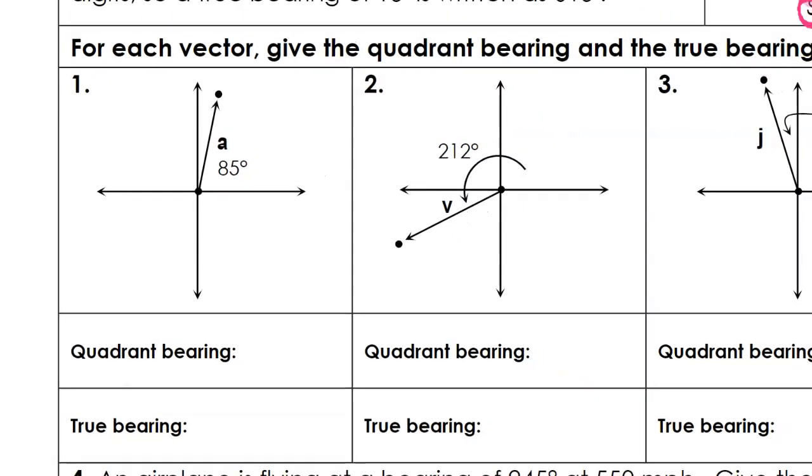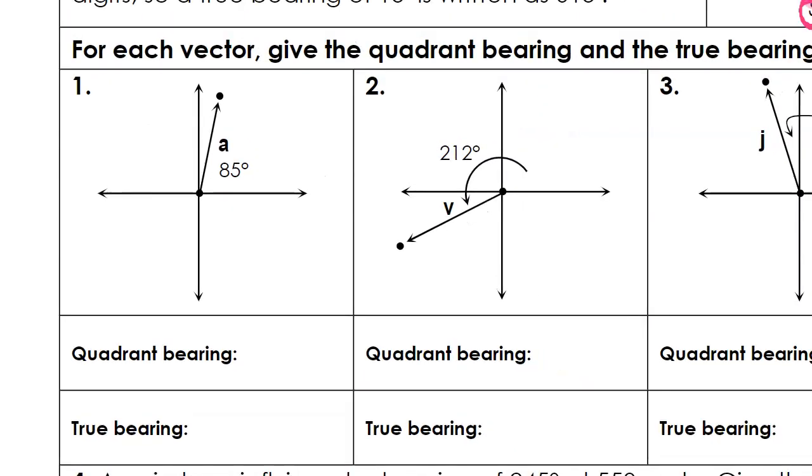All right, so we're trying to first find bearings of the 85-degree angle. Now, all of these angles, or well, actually, 1 and 2, are angles in standard form. This means they start at 0 degrees and go counterclockwise until they reach the vector. They start at the 0 degree, the positive x-axis, and go until they reach their vector. This is how we think of direction angles as well. Direction angles always start from 0 and go to our vector.